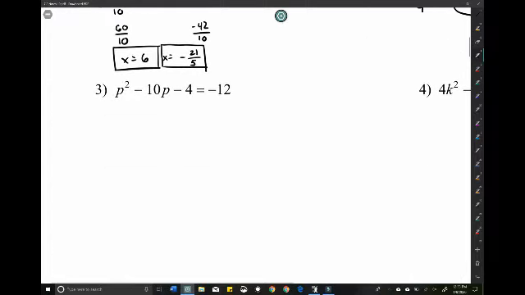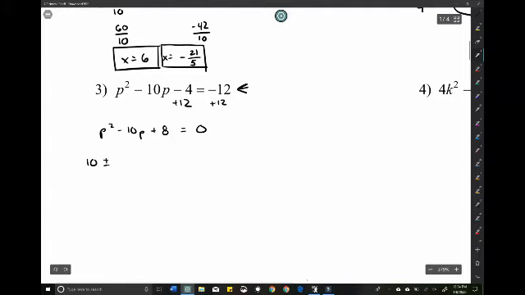Here, it looks a little different as for our solution. First step, we've got to set it equal to 0, so let's add 12. So p squared minus 10p plus 8 is equal to 0. A is 1, b is negative 10, so 10 plus or minus the square root of negative 10 squared minus 4AC, all over 2, which is 2 times 1.